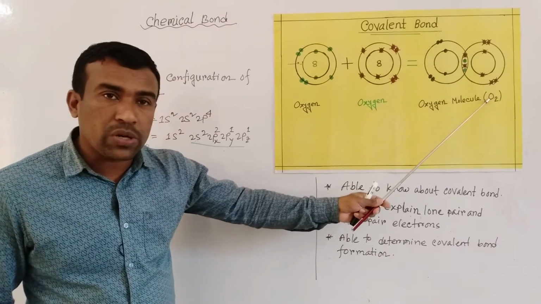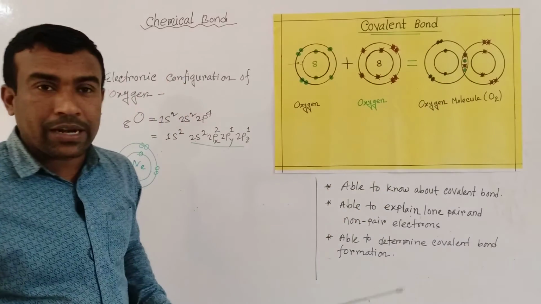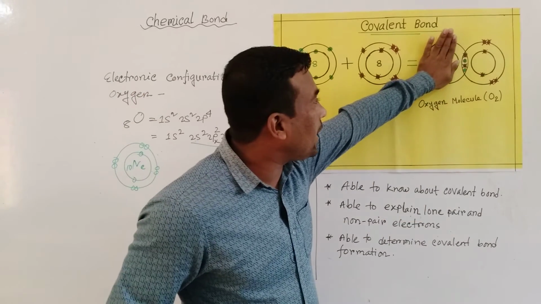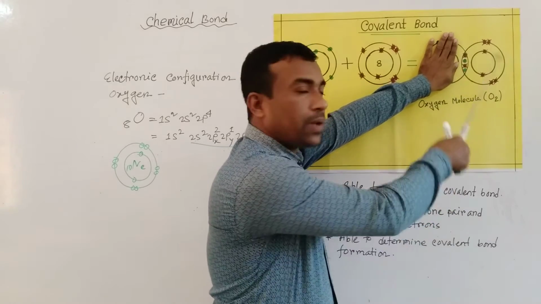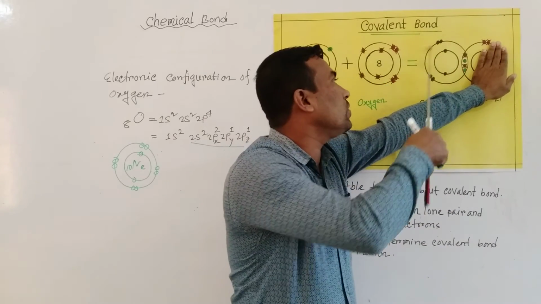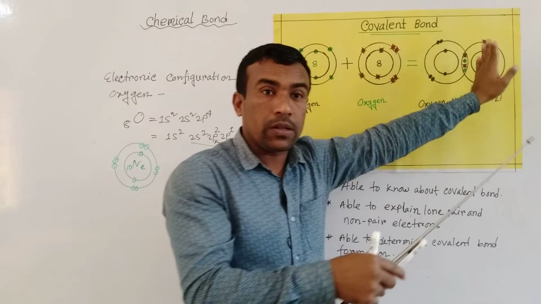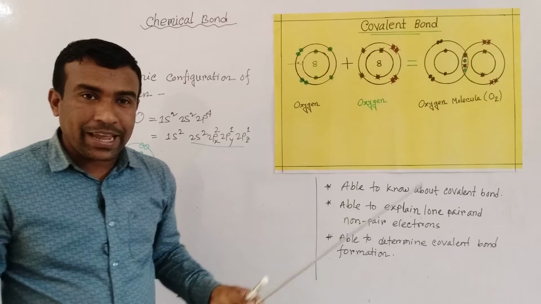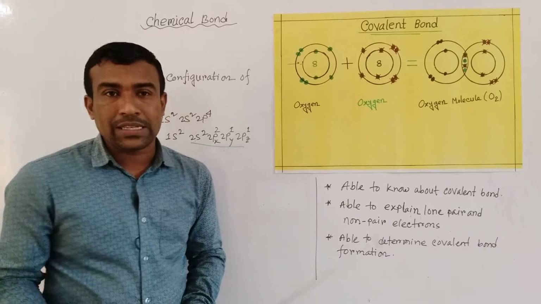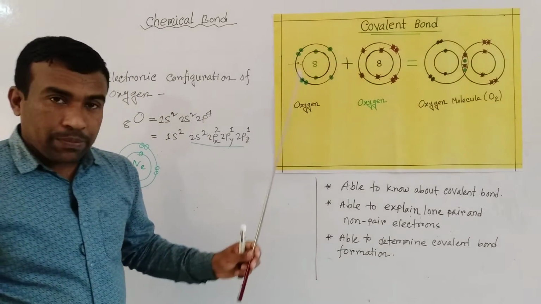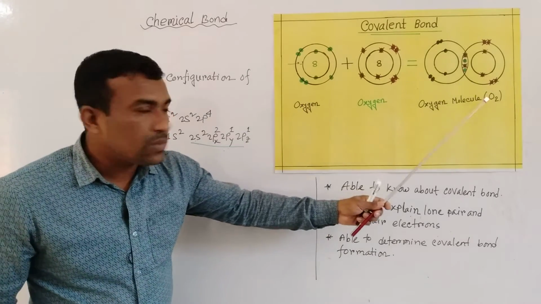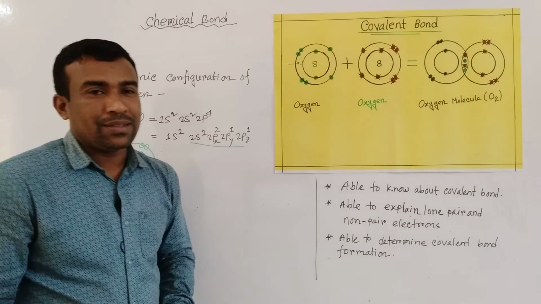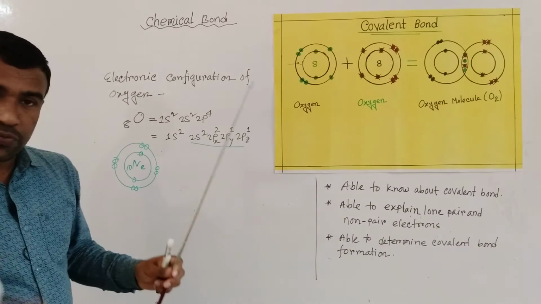And in the oxygen molecule, both oxygen atoms acquire the electronic configuration of their nearest inert gas like this. Like this it fulfills the octet, and the other one also fulfills the octet. So they get the stable electronic configuration. By this process, both oxygen atoms acquire the electronic configuration of their nearest inert gas like neon. In this way they form the oxygen molecule. This is the way of forming a covalent bond and covalent molecules.